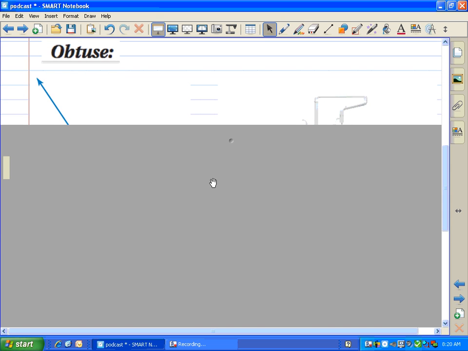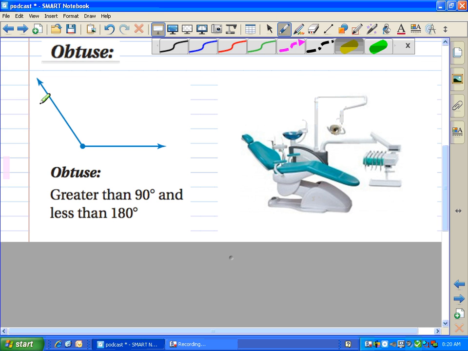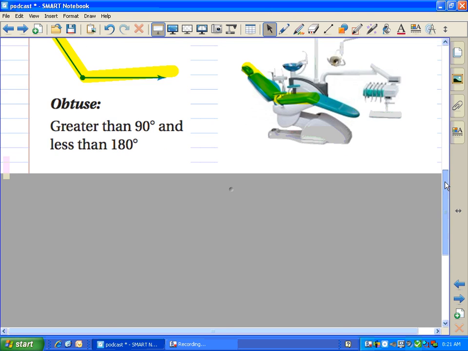Obtuse angle. An obtuse angle is any angle that is greater than 90 degrees but less than 180 degrees. Some students in the past have said to me, "Mr. Phillips, you can remember an obtuse angle because an obtuse angle is big and it almost looks like the chair that you sit in when you're at the dentist." An obtuse angle, greater than 90 but smaller than 180.